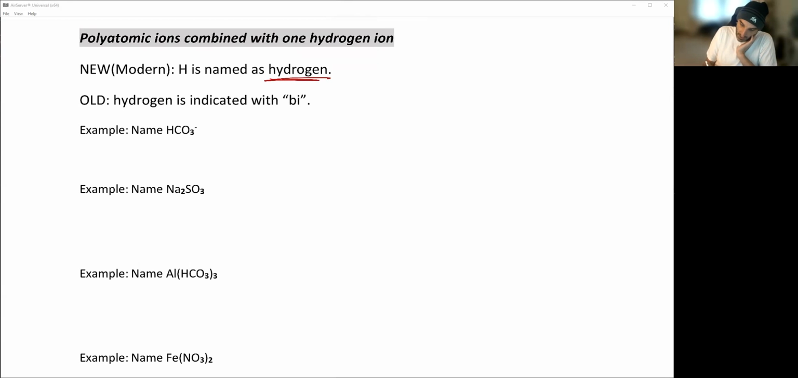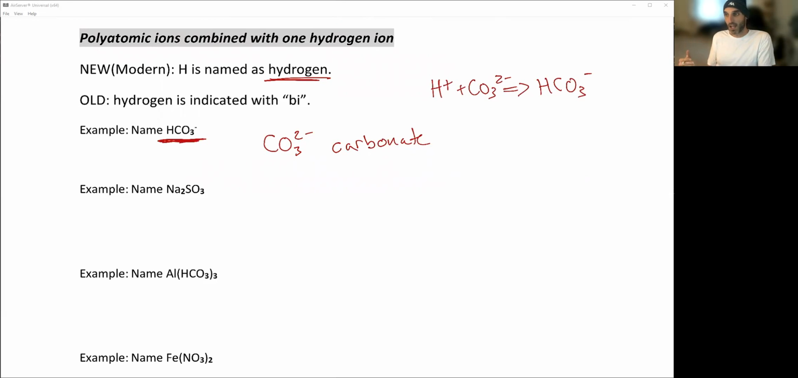I'm going to use the first one here, HCO3. The base ion is CO3 2 minus, and we know that CO3 2 minus is carbonate. If I combine an H plus and CO3 2 minus, I'm left with HCO3 minus. So now I've added hydrogen there. I can't call this carbonate because carbonate is taken up by the CO3 2 minus without the hydrogen. So we need to call this something. The modern new way of saying this, the way that you should know, is hydrogen carbonate.